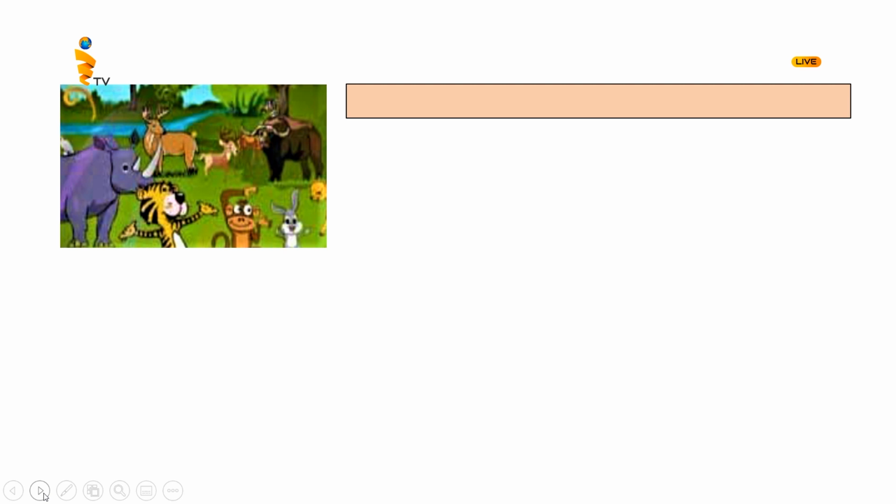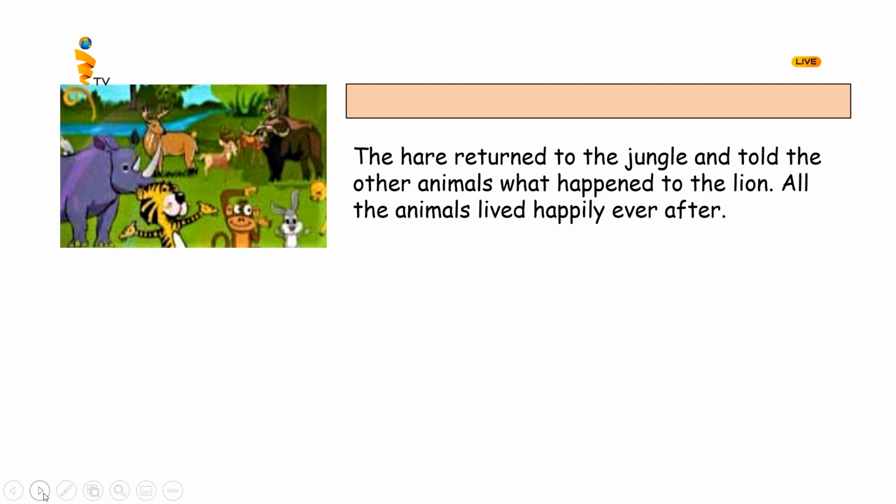So, can you guess what will happen next? Now, look at the picture, and can you fill up this slot? Yes, all the animals are happy. Now, there is no threat for the animals from the lion. The other animals may be thanking the little hare. The hare returned to the jungle and told the other animals what happened to the lion. All the animals lived happily ever after. So, that is the end of the story.